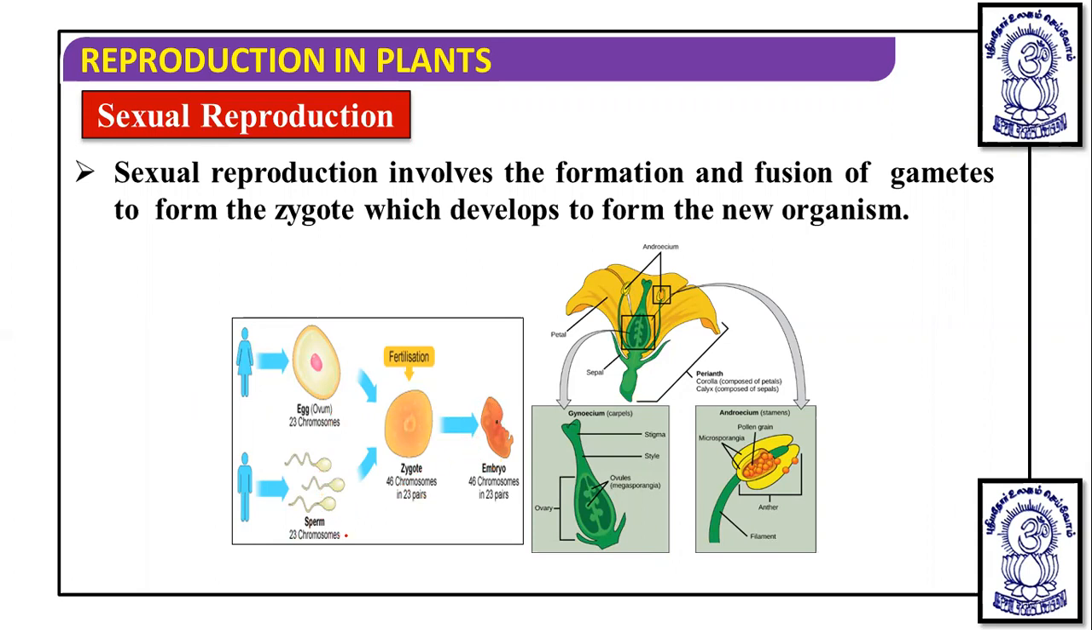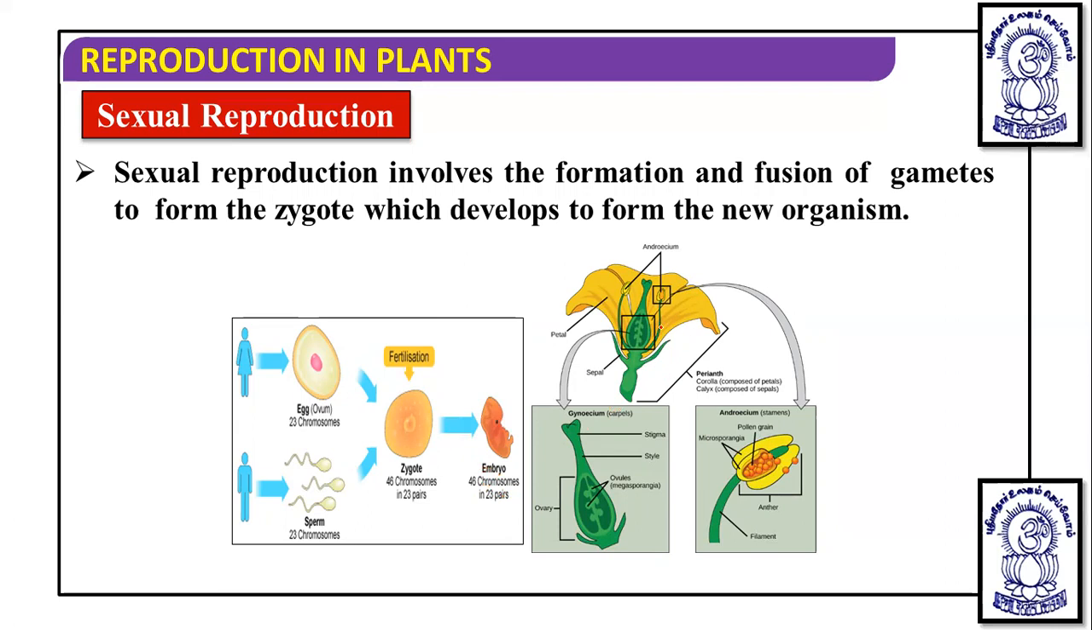As you can see here, 23 chromosomes are there. Here also 23 chromosomes are there. But in the zygote, 46 chromosomes are formed as 23 pairs, and that will form the embryo by mitosis. So in the embryo also, each cell has 46 chromosomes in 23 pairs.